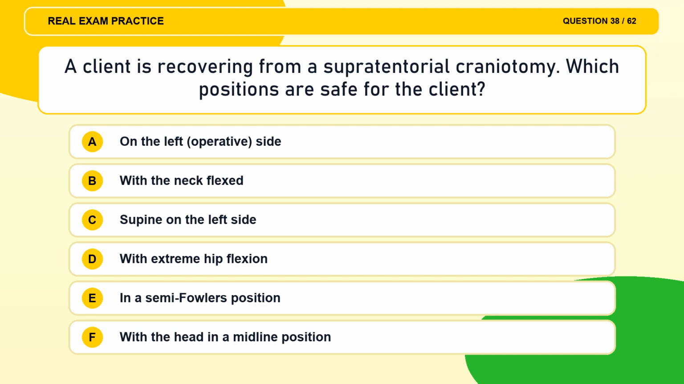Question 38. A client is recovering from a supratentorial craniotomy. Which positions are safe for the client? Option A, on the left, operative, side. Option B, with the neck flexed. Option C, supine on the left side. Option D, with extreme hip flexion. Option E, in a semi-Fowler's position. Option F, with the head in a midline position.